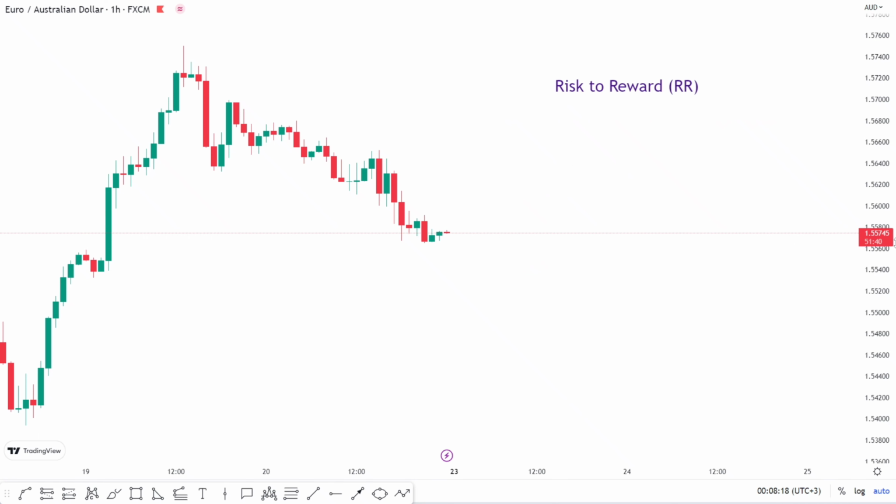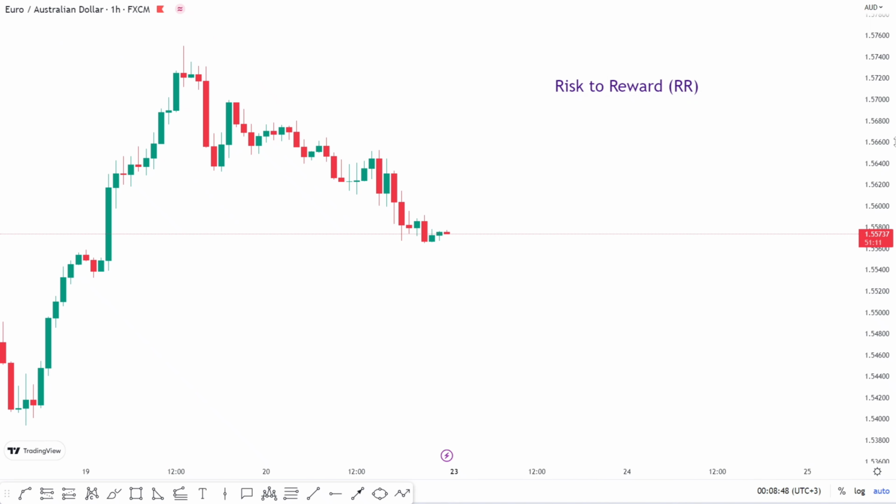Yeah. The next thing is risk to reward ratio, commonly referred to as RR. So it is simply the ratio of what you are risking per trade as compared to what you are looking to gain in terms of profit. So what you are risking as compared to what you are looking to gain. In other words, the risk to reward. So what you are risking as compared to the reward, what are you looking to gain?